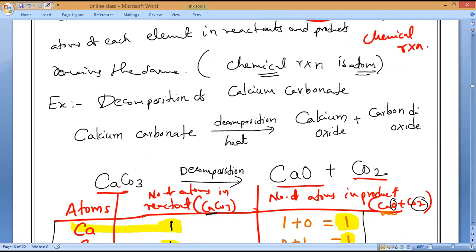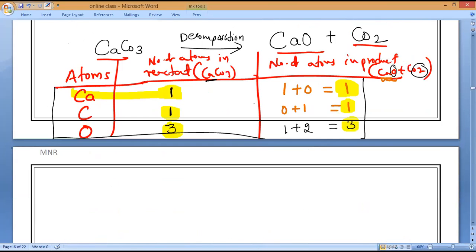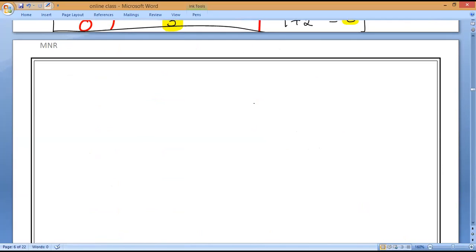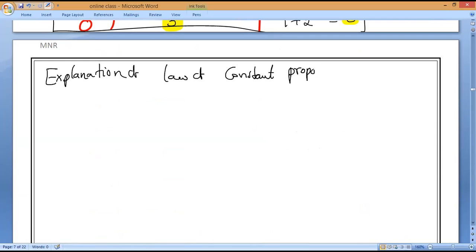Next, complete it. If it is completed, next, the explanation of the law of constant proportion. Explanation of the law of constant proportion. So let's start. Everyone? All of you?